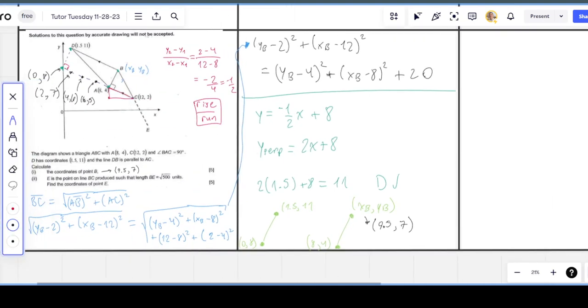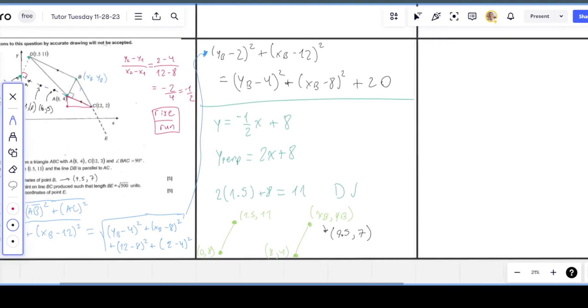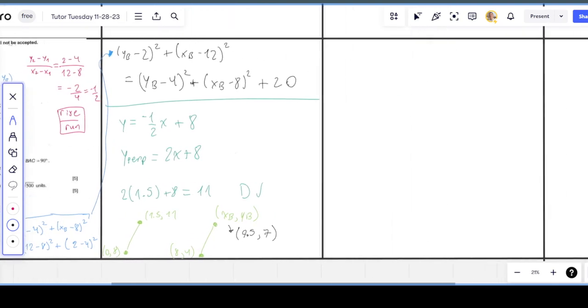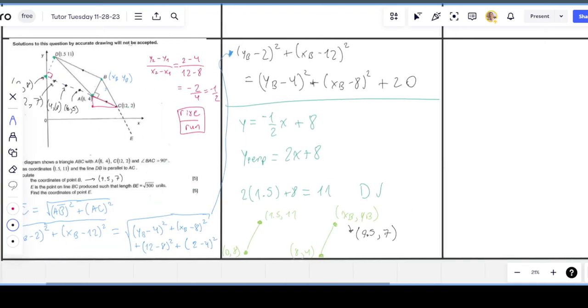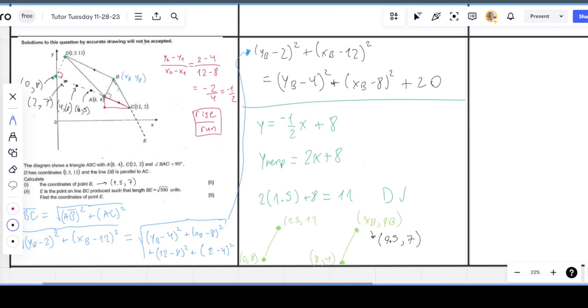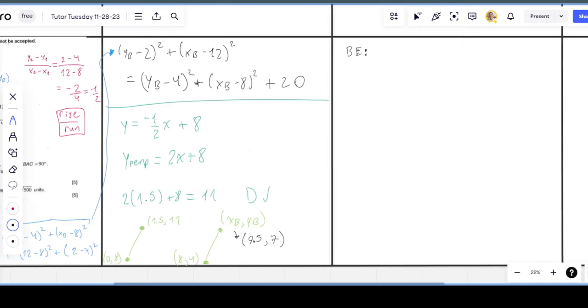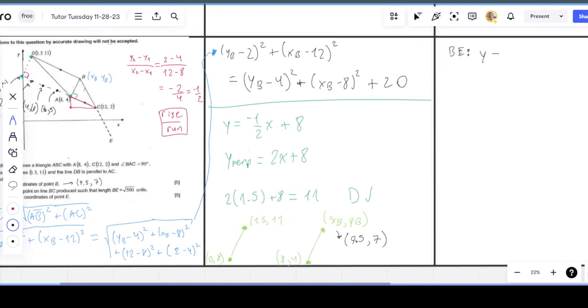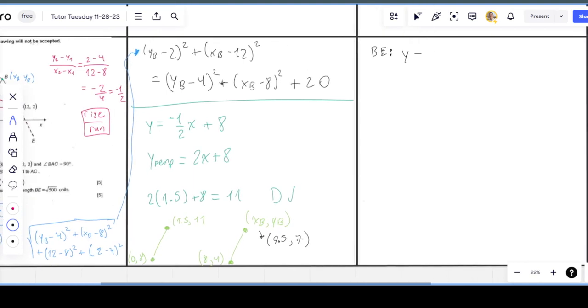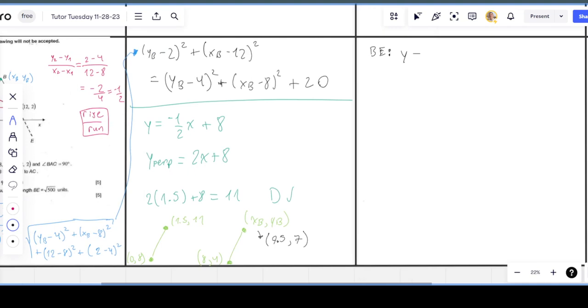So the next question asked, find the coordinates of point E such that BE is length 500 units. Well, first I can find a slope. I can kind of find an equation for this line BE. This is just math. Someone submitted this question. So for line BE, we know that, assuming this is correct, point B is at 9.5, 7, C is at 12, 2. We could do something like y minus y1 is equal to m times x minus x1. We can use point slope form.